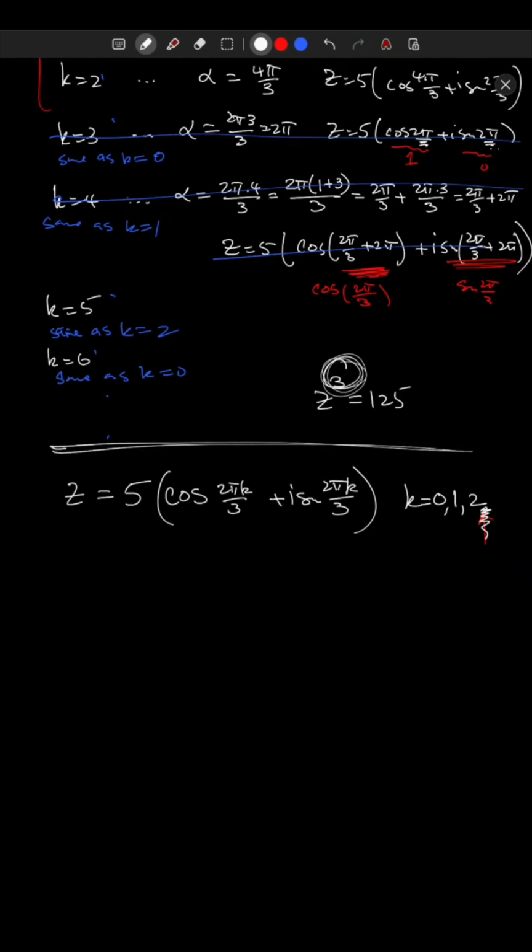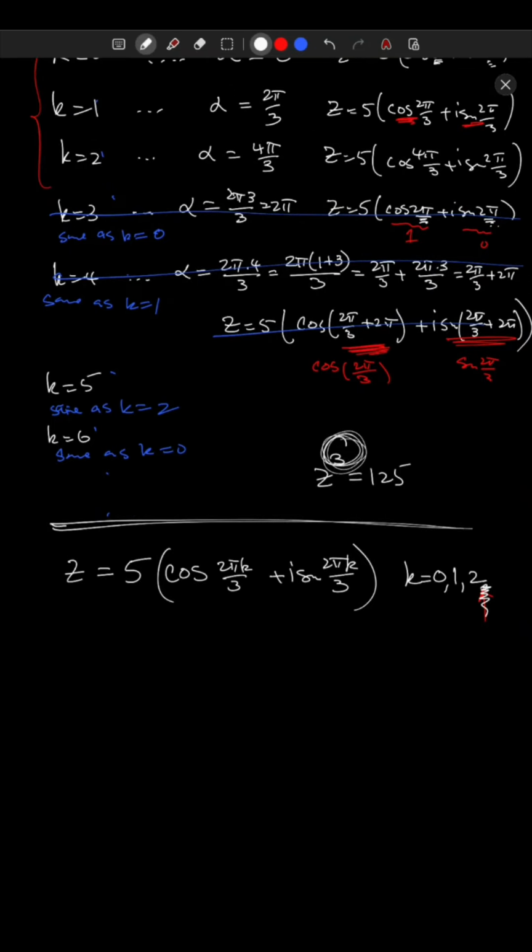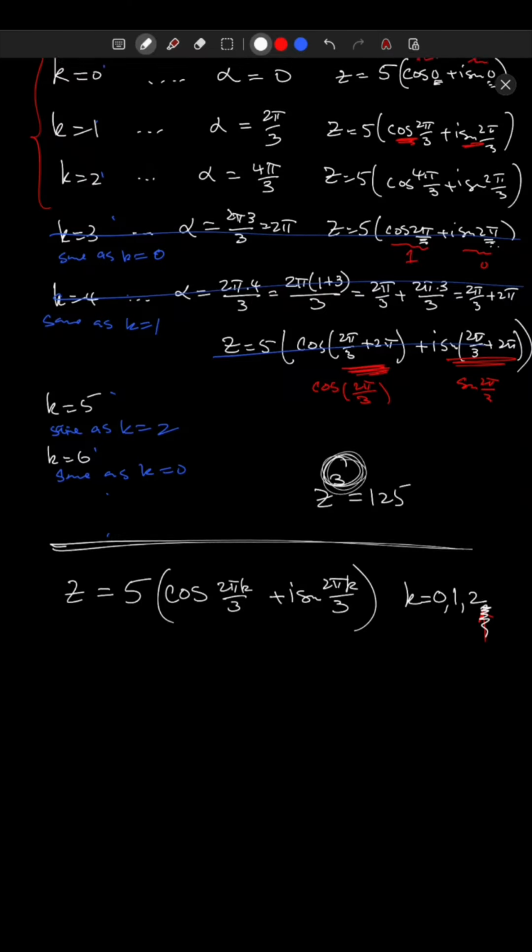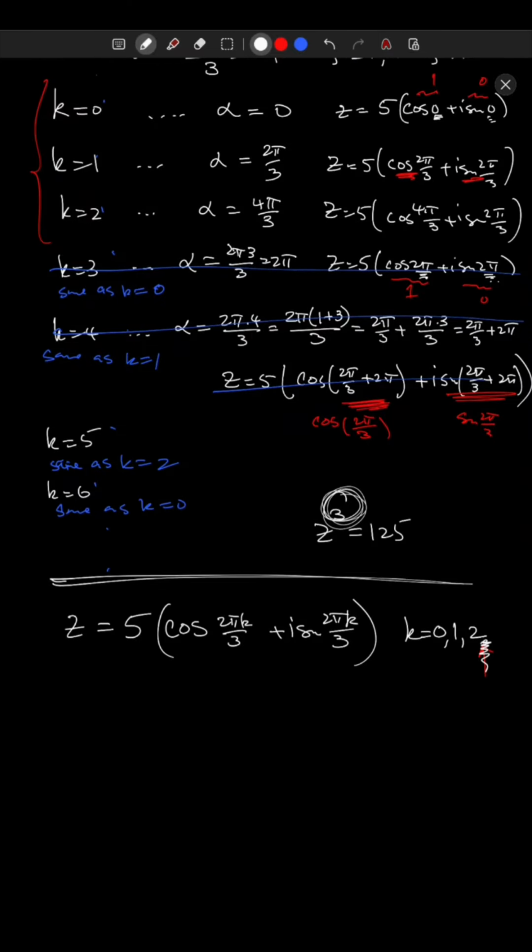All right, so in this way, we actually get all the third roots, all the cube roots of 125. So all the complex numbers that when you cube that complex number, you get the output 125. All right. Let's actually write out what those are and then draw the picture, because that's going to be really, really nice.